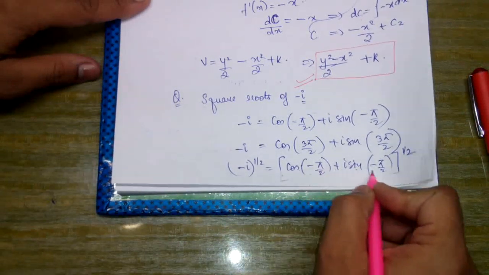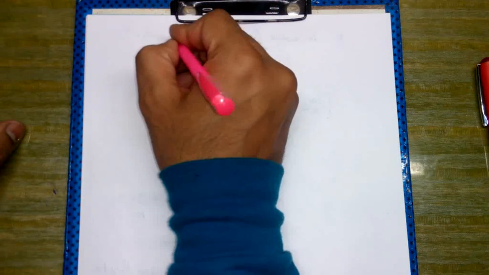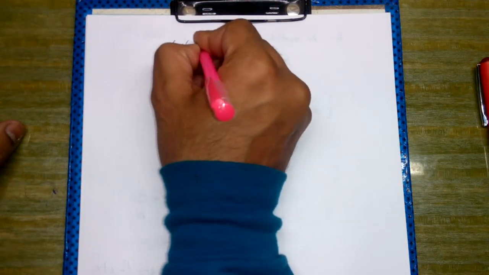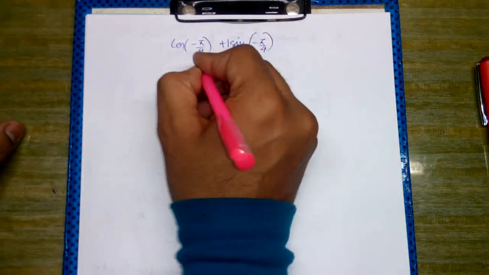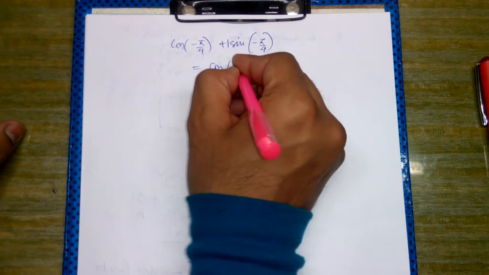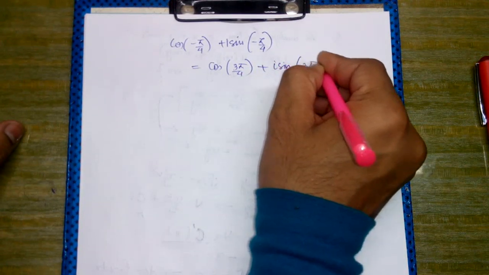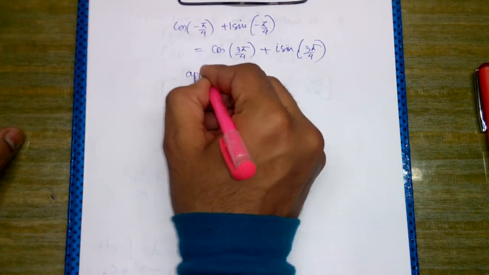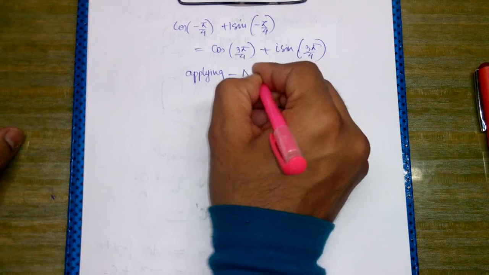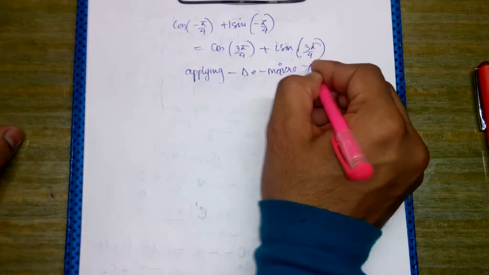So this is (cos theta plus i sin theta) whole to the power of n, and this would simply become, by applying De Moivre's theorem, cos of minus pi by 4 plus i sin of minus pi by 4, and this is nothing but cos of 3 pi by 4 plus i sin 3 pi by 4. So this becomes the answer, and we have obtained it by applying De Moivre's theorem.